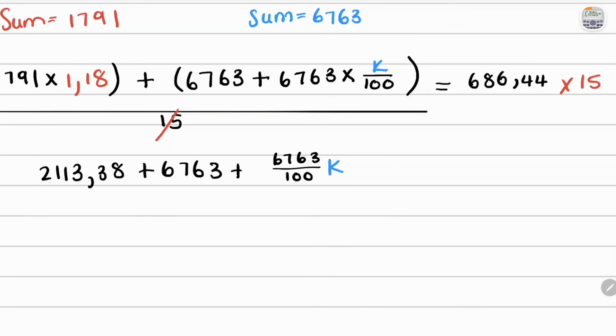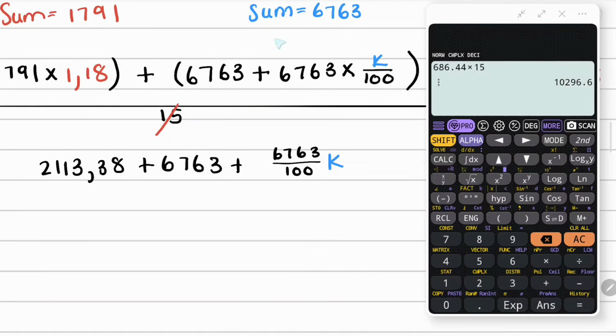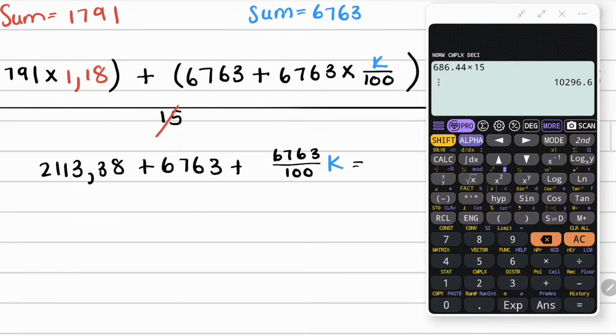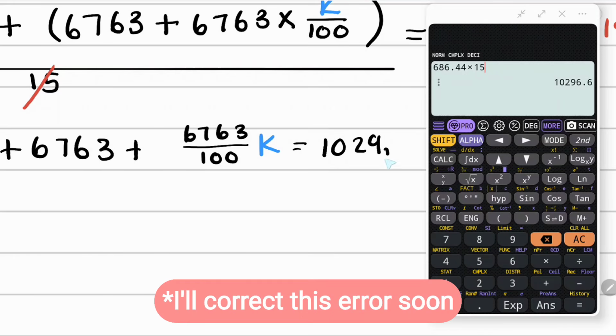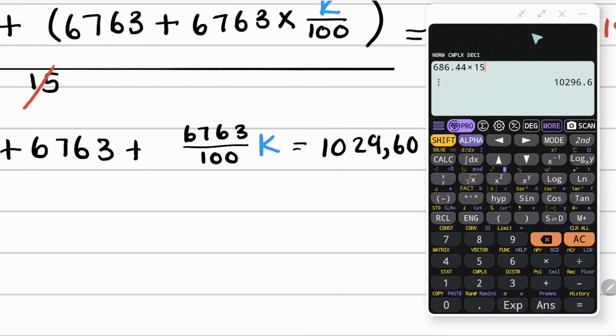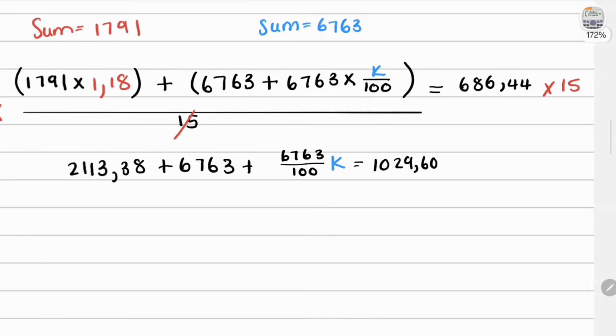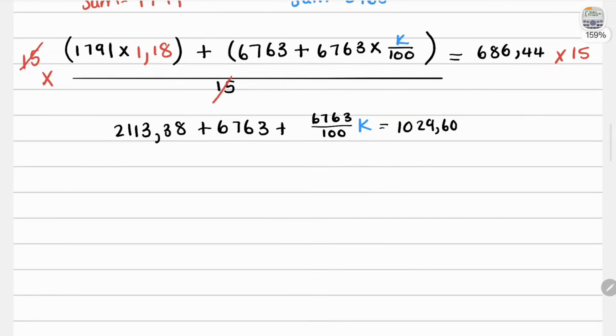So let's find out what that is times 15. Okay, and the amount we get here is 1029.6, which is really 60. I'm just leaving them as 2 decimals. Okay, so that's what we have.